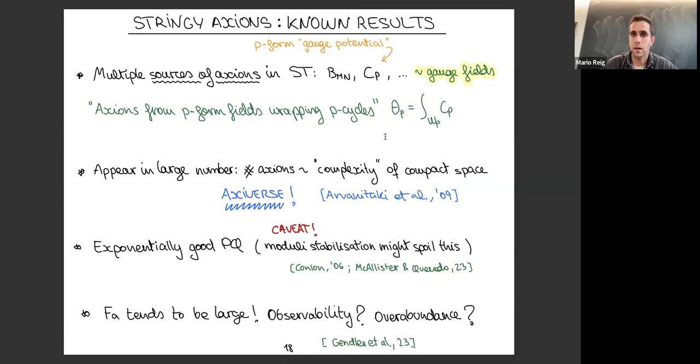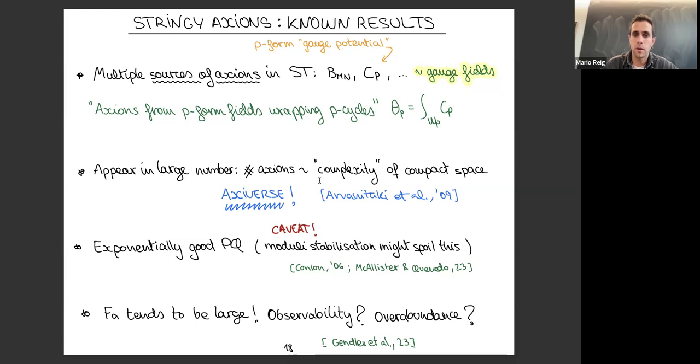You get a particle that only has derivative couplings, is massless to all orders in perturbation theory, and can be coupled to instantons and to gauge bosons through topological couplings. Okay, and this defines what I will call a stringy axion.